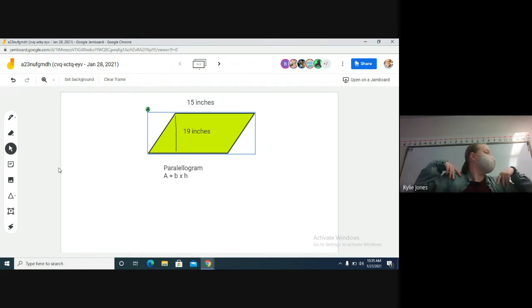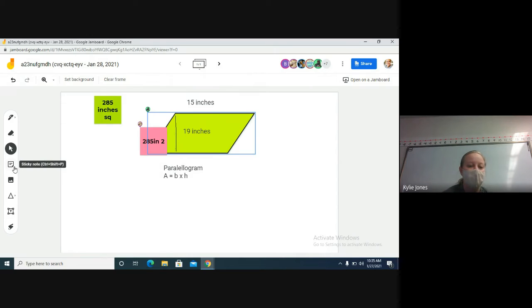1 times 5 is 5. Remember, parallelograms are just rectangles, which is base times height, and they're just slanted. So it's the same sort of area, it's just a slanted rectangle. It looks like a lamp, a little bit. Yep, go ahead and put some answers on a sticky note, please, and thank you.